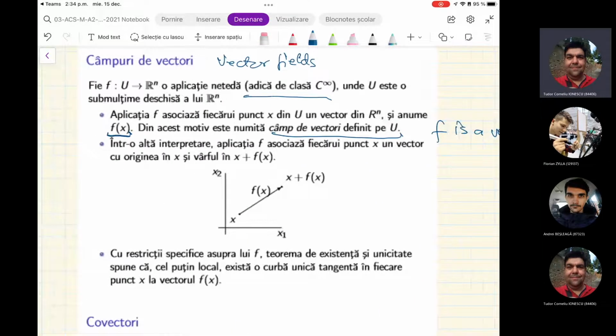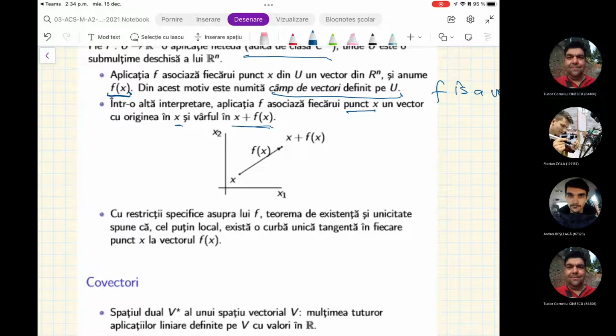Another interpretation is that the mapping F is associating to each point x a vector with the origin in x and the top of the vector, the arrow, at the point x plus F(x). That's why this is called a vector field, and this is a two-dimensional vector field, because in 2 dimensions we can build a phase portrait.